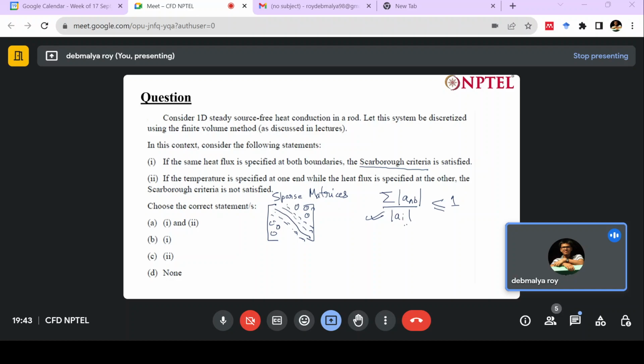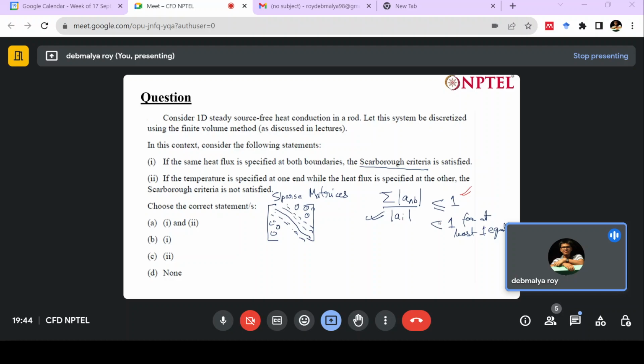Along with this less than or equal to, there is another condition applied, which is strictly less than for at least one equation, and that is what this question is actually based on. So this particular condition arises for physically satisfying a particular set of equations. If this is not true, we would observe that we do not get a physically consistent solution.